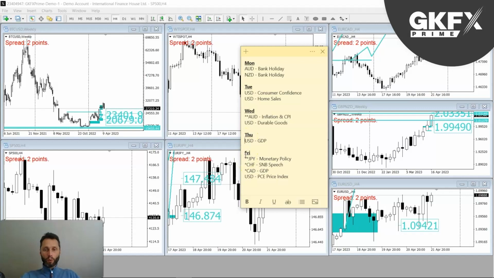And on Friday, we've got some more heavy hitters. The yen would probably be the big one, monetary policy there, Bank of Japan, and the Swiss franc, a speech from the central bank in Switzerland. And then on CAD, GDP figures there, and then of low importance, the PCE price index on the dollar. So I will be paying some attention to the one on Wednesday, and definitely on Friday will be something to watch for in terms of volatility.